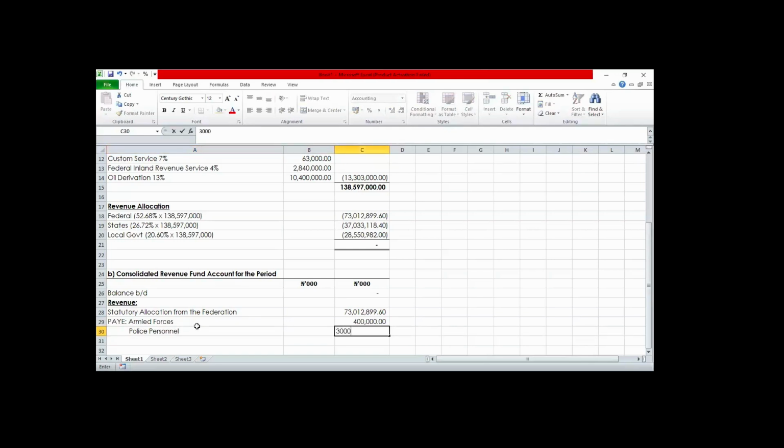$30,000. The next one? Resident of Abuja. How much? 20,000. The next one? Dividend from federal government investment.